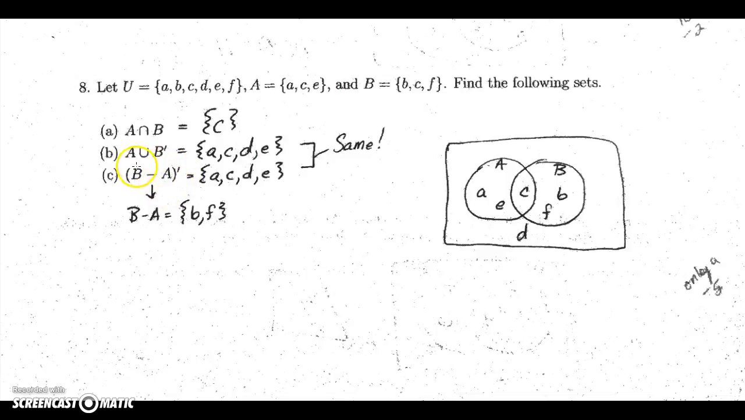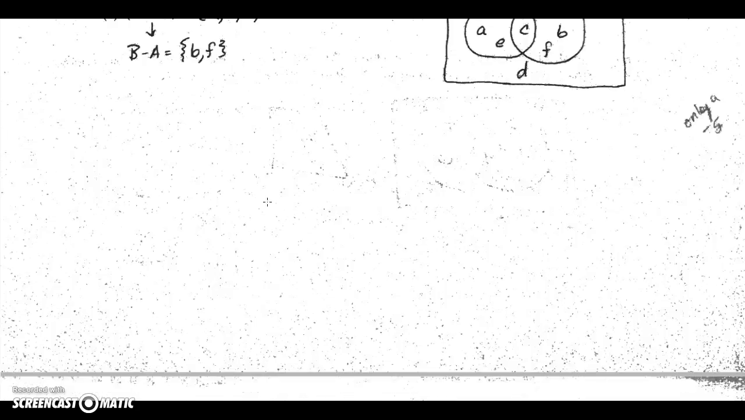B minus A prime. So we're starting off here with the B minus A. So we're starting off with B, these three elements, and then we're subtracting out any of those that are also in A. So we're taking away the C there. So that leaves us with B and F. Notice we didn't do anything with the A and E there because they didn't start off in B. We're only starting off with B, subtracting out what was in A. So that gives us B and F, and then we need the complement of that. So we need everything other than B and F. So that gives us A, C, D, and E, which just happens to be the same as the previous one.